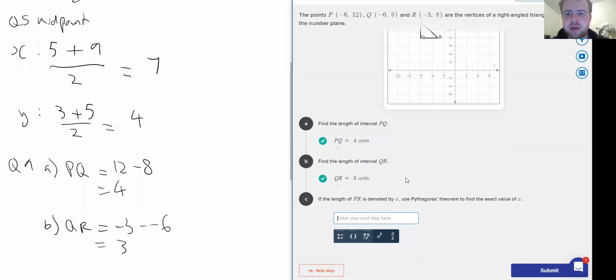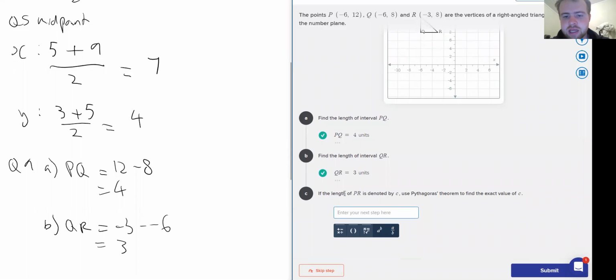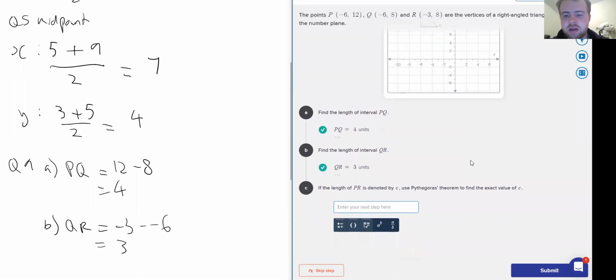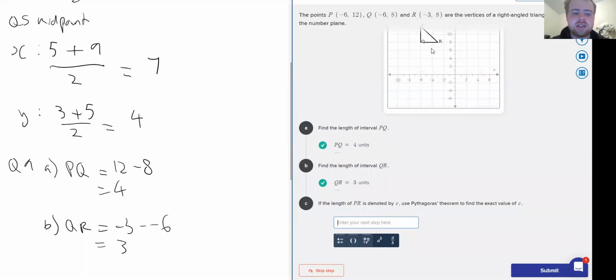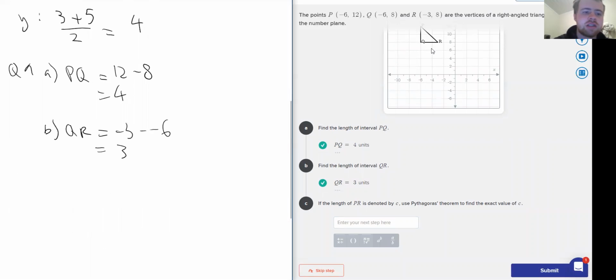All right, and then the length of PR is known by C. Use Pythagoras' theorem to find the value of C. So PR is this diagonal here. We're calling it C, and we've got to find its distance. We're just going to do Pythagoras' theorem to find out that distance there.